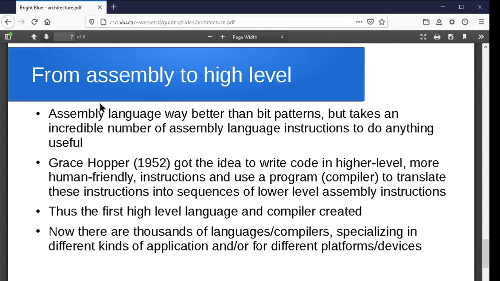So the next idea was to say, well, why don't we make a language that's even more intuitive for humans. This idea of a higher level language where we introduce things like loops and if statements and whatnot that have a much clearer structure and are much more obvious for a human to understand.